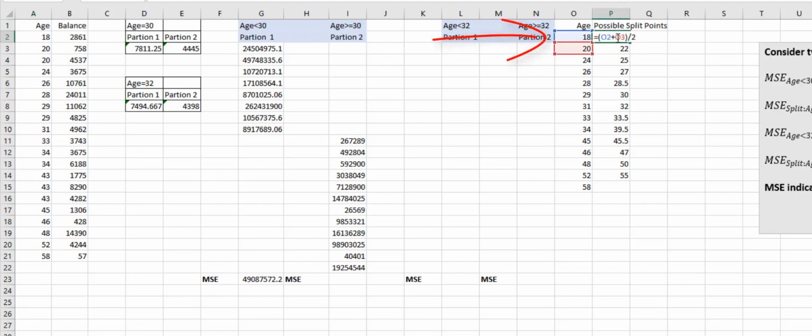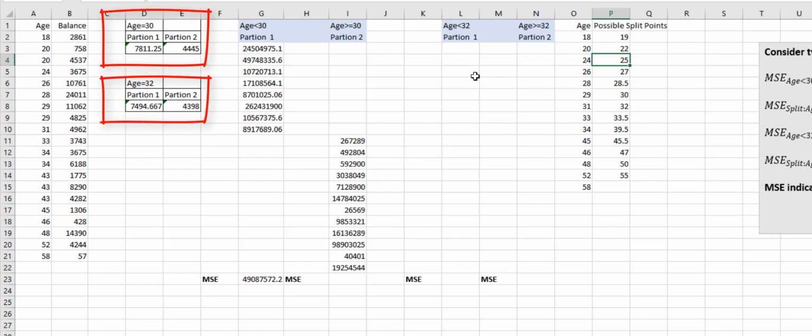Here, the first split point is calculated as 18 plus 20 divided by 2, which is equal to 19. And the second one, 20 plus 24 divided by 2. And the remaining possible split points are found in a like manner. Now, let's consider the two possible splits when age is 30 and when age is 32. We will compute and compare the mean square error for the two split values to find the preferred split. Remember that mean square error is the average of the squared differences between the actual account balance and the predicted account balance in each partition.